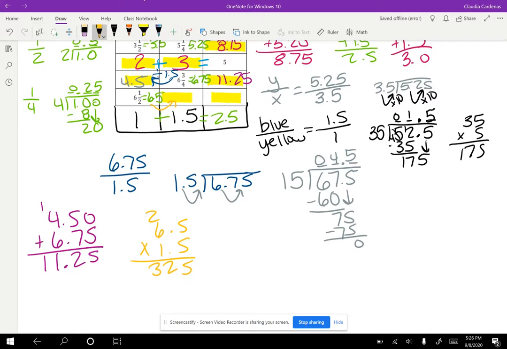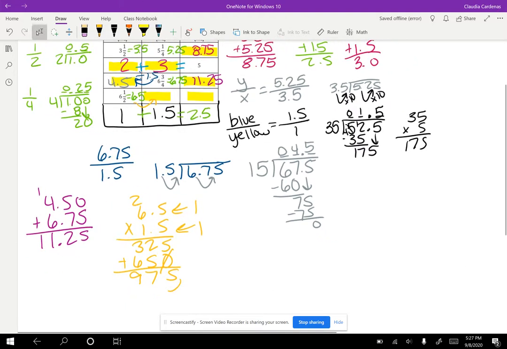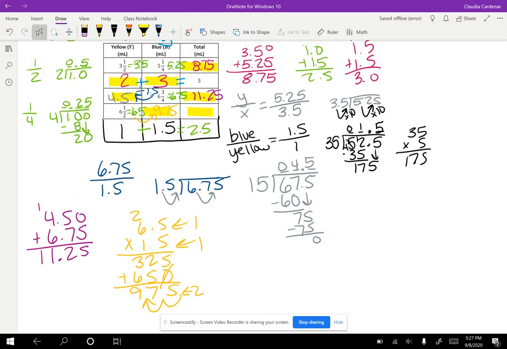And I'm going to just scroll down, putting my placeholder, and let's go ahead and multiply. There's one number behind the decimal point, one number behind the decimal point. So altogether, there needs to be 2 numbers behind our decimal point here. So we get 9.75 milliliters of yellow paint. Oh, I'm sorry, blue paint.